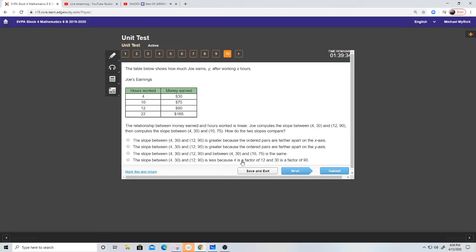With this, the slope between 430 and 1290 and between 430 is the same. Do it.